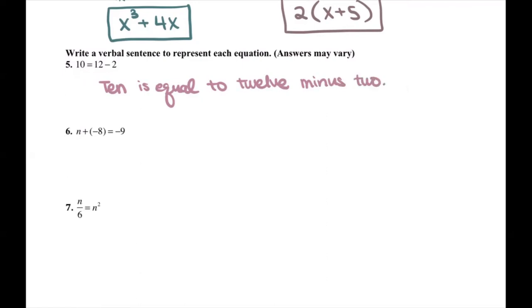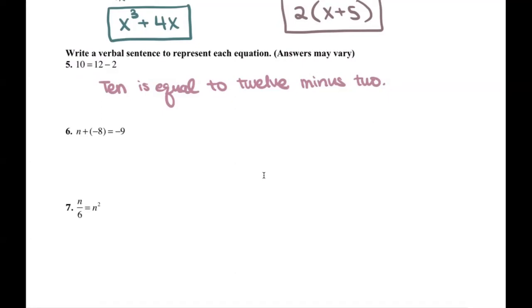All right, so that's kind of what pops into my head when I see that. You can have a lot of different answers. You can do 10 is 12 minus 2. 10 is equal to 12 decreased by 2. Feel free to go creative. Okay. All right. Let's try number 6.